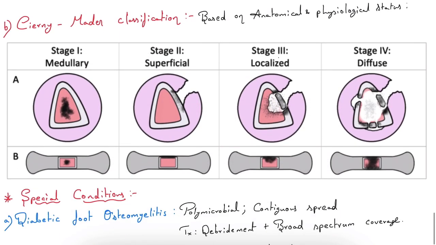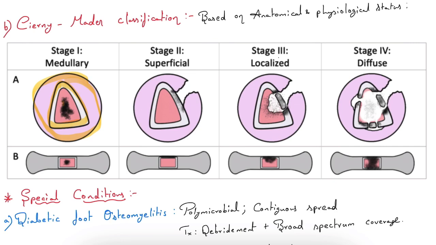When it comes to the second classification, we have the Cierney-Mader classification. It's mostly based on anatomical and physiological states. In total we have 4 stages. In the first stage we see medullary. If you cut a bone, for example the femur, in cross section, you can see this type of image: this is the cortex and this is the medulla. In this medulla, if you see inflammation or infection of the bone or bone marrow, it will come in stage 1.